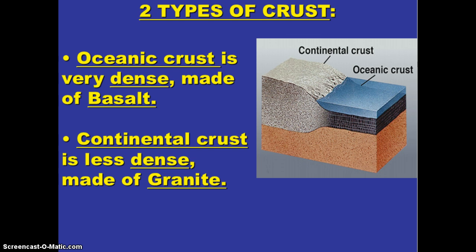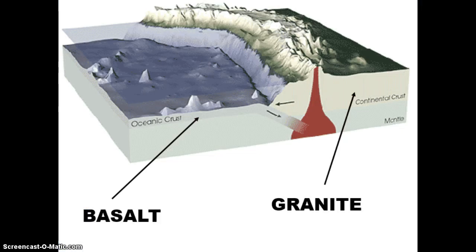There are 2 types of crust. The oceanic crust is very dense, made of basalt. The continental crust is less dense, and it's made of granite. We will look at a bigger diagram now. Look at the left at oceanic crust. You will see that it is made of basalt, and to the right, the continental crust is made of granite.